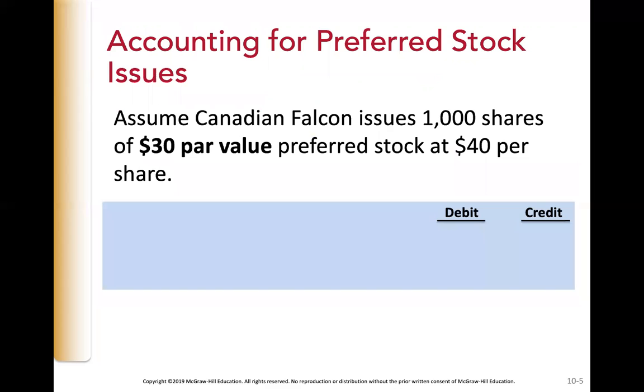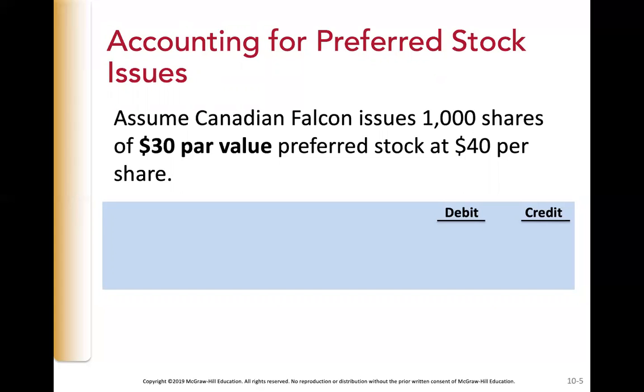So how do we account for preferred stock? Well, when preferred stock is issued, the journal entry is the same as it is for common stock, except we're going to use the new account called preferred stock. So let's assume Canadian Falcon issues 1,000 shares of $30 par value preferred stock at $40 per share. Notice the higher par value in the preferred stock. You're going to see this a lot of times, that the par value of preferred stock is higher than the par value of common stock.